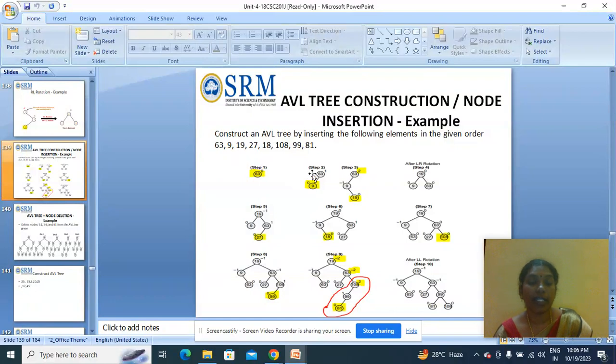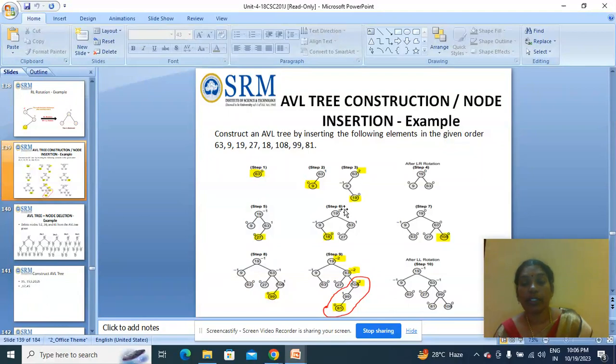So take 19 and compare with the root node. 19 is lesser than 63, so go to the left subtree and compare with the 9. 19 is greater than 9, so place it as a right child of the 9. So now this 19 is inserted.